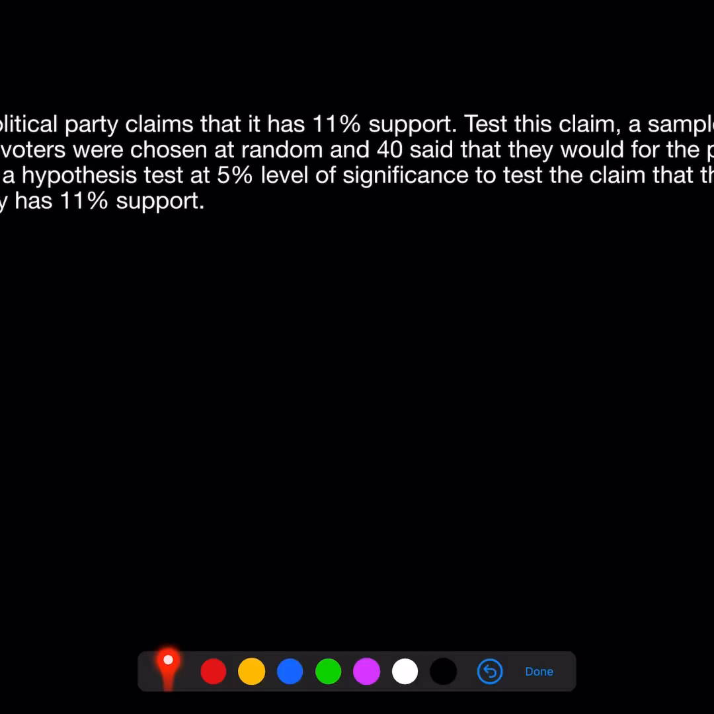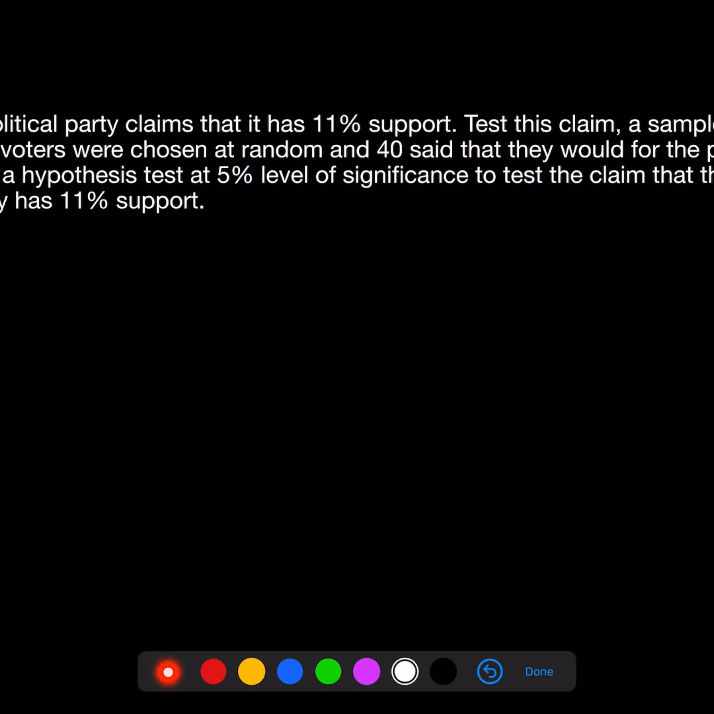Okay, so how does it look, for example? Well, this is a political party example. Party claims that it has 11% support. To test this claim, a sample of 500 voters were chosen at random, and 40 said that they would vote for the party.